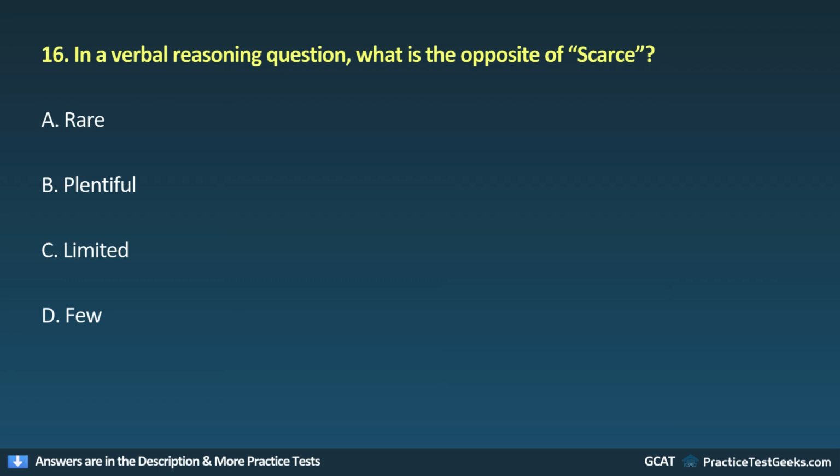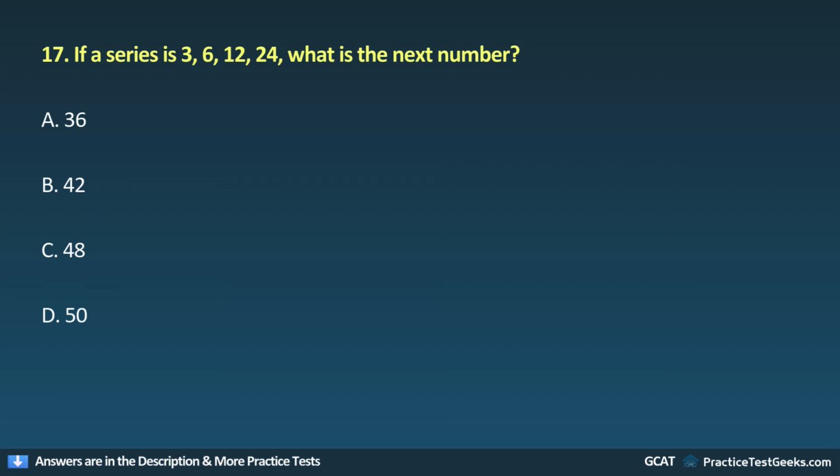16. In a verbal reasoning question, what is the opposite of scarce? A. Rare. B. Plentiful. C. Limited. D. Few.